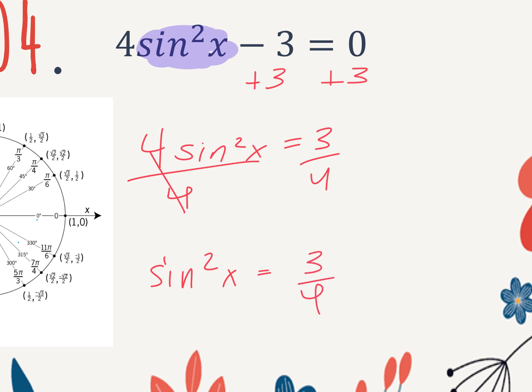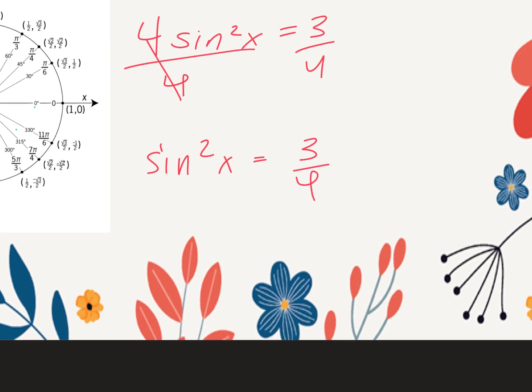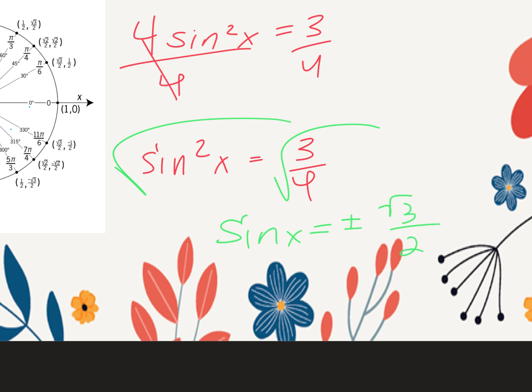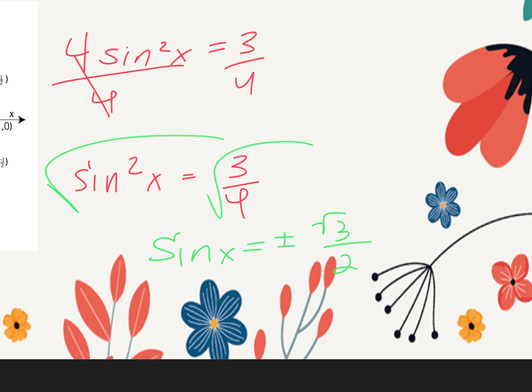Some of you might stop there and say, well, there's no place on the unit circle that is 3/4, so it's no solution. Do I have sine x? No, I have sine squared. How do you get rid of a squared, guys? You take the square root. When you take the square root, what do you put in front of your answer? Plus or minus. Do we know the square root of 3? No, just leave it under the radical. Do we know the square root of 4? Which is 2.